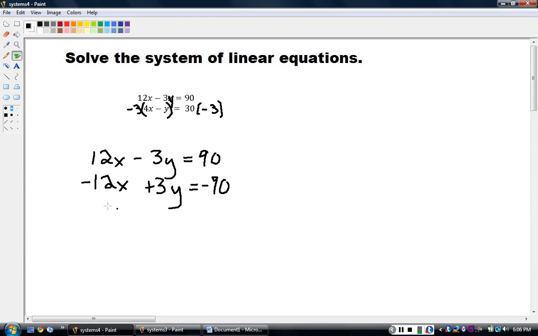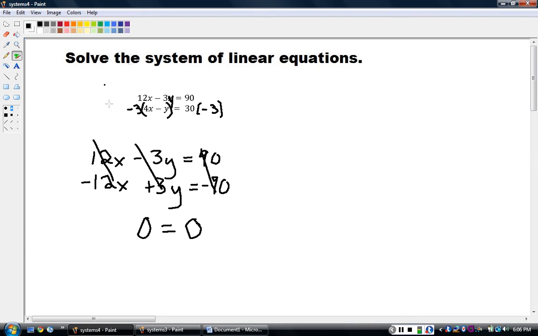Now I add everything together. But look what happens in this case. That guy goes away, that guy goes away, and that guy goes away. Right? In other words, you add everything together and you get 0. Say it goes away, it means it equals 0. So I end up with a statement like this. Okay, I get 0 equals 0. So what does that tell me?